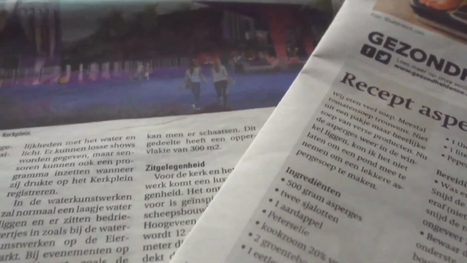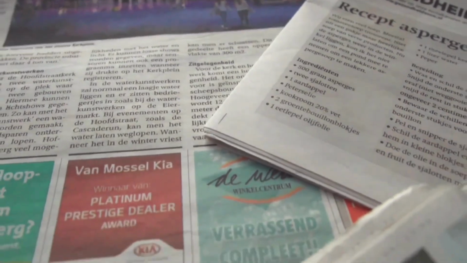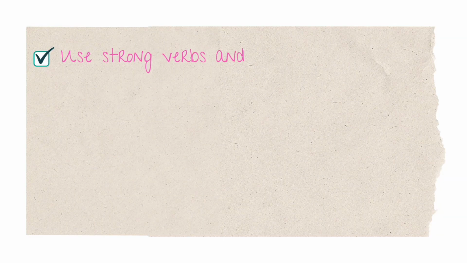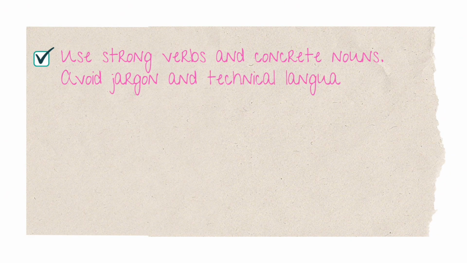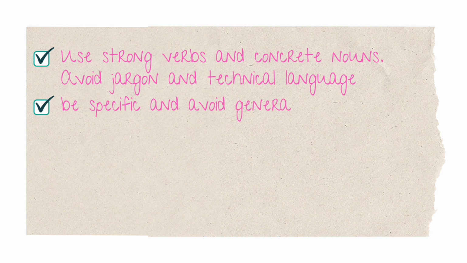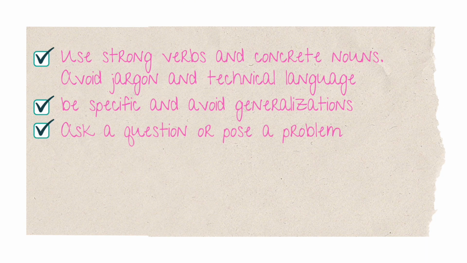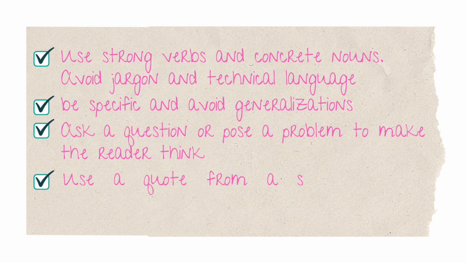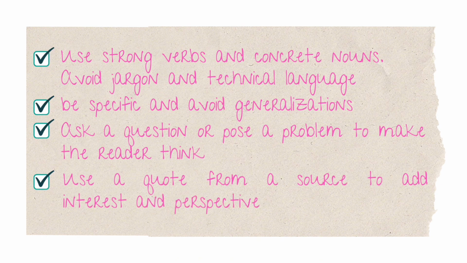So, here are some additional tips for writing engaging leads. Use strong verbs and concrete nouns. Avoid jargon and technical language. Be specific and avoid generalizations. Ask a question or pose a problem to make the readers think. Use a quote from a source to add interest and perspective.